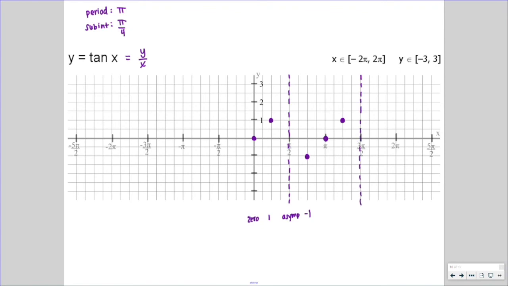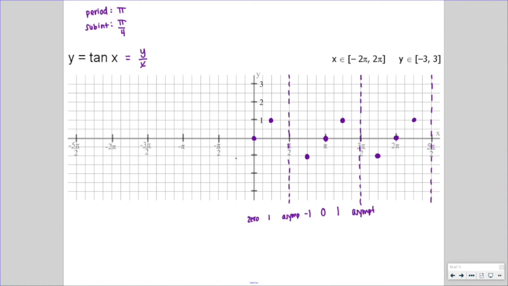So hopefully we start to see an order here. 0, 1, asymptote, negative 1, 0, 1, asymptote, which means we're going to be at negative 1, 0, 1, asymptote. It's going to be our order of key points for tangent. If you can remember that, then it makes it a little bit faster to graph, but you can always plug in points from the unit circle as well.